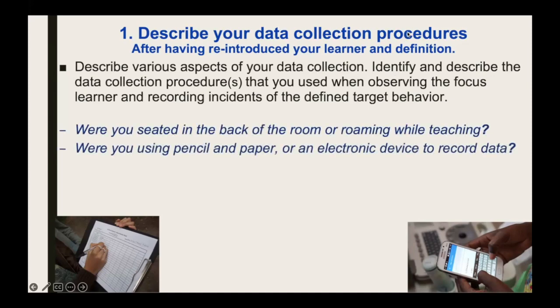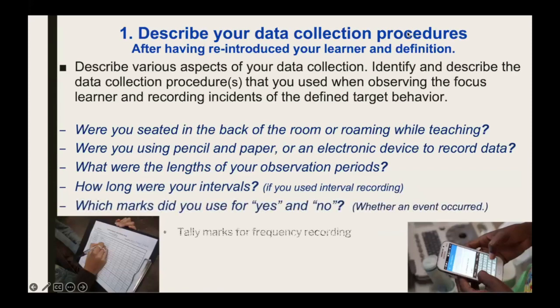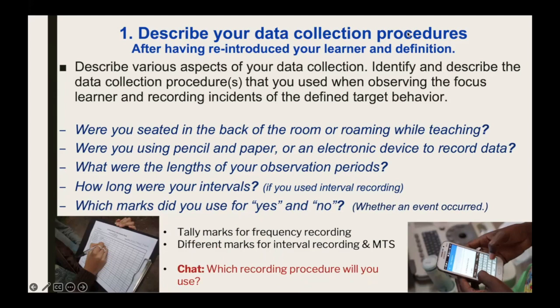You're going to tell us about how you went about collecting data. Were you moving around with a clipboard? Were you in the back of the room trying to be non-disruptive to the process? Or were you teaching at the time and perhaps moving a penny from one pocket to the other pocket each time you spotted the behavior? Pencil and paper? Were you recording this on your phone? How long were you observing during the different observation periods? Sometimes it might be 10 minutes, other times it might be a 47-minute period.